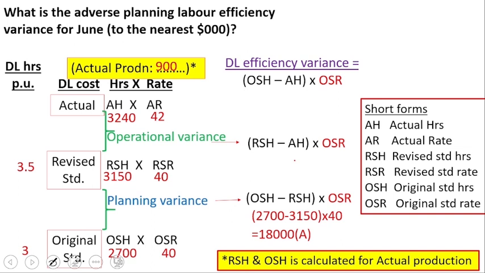Or logically also you can think, because originally we had budgeted for 2700 hours. But because of the revision, now we are forced to take 3150 hours. So taking more hours is definitely adverse, right? So it's an adverse variance. So that's the final answer. Now moving on to the next question.